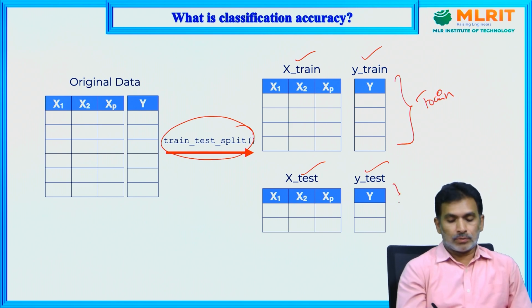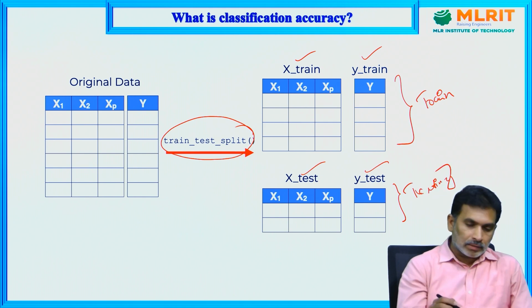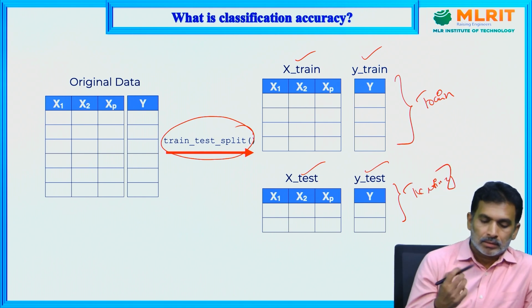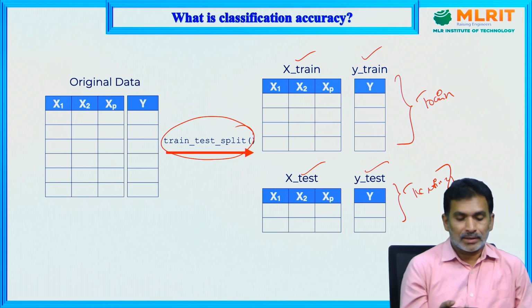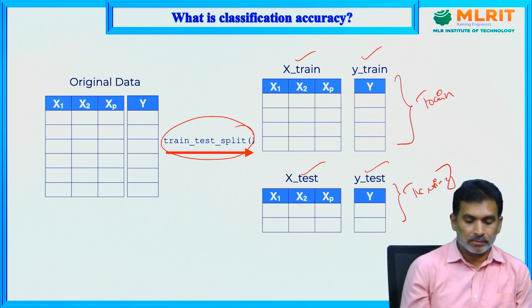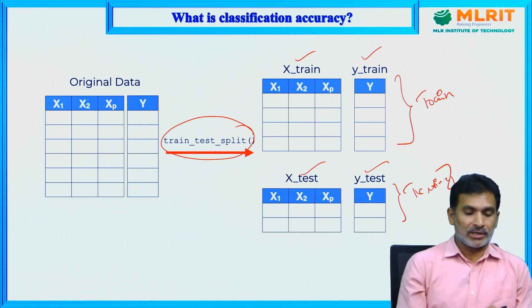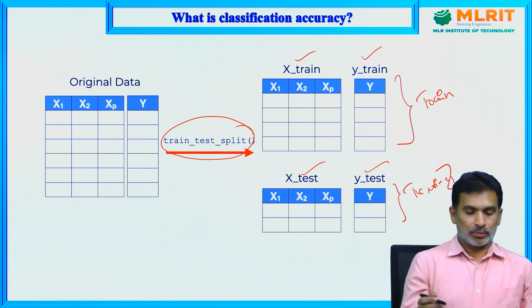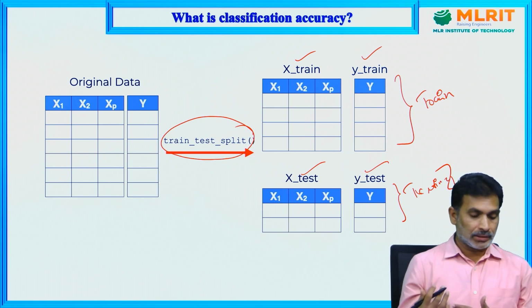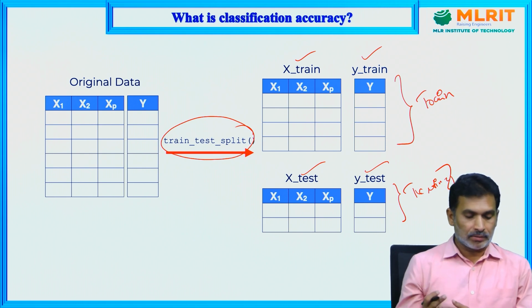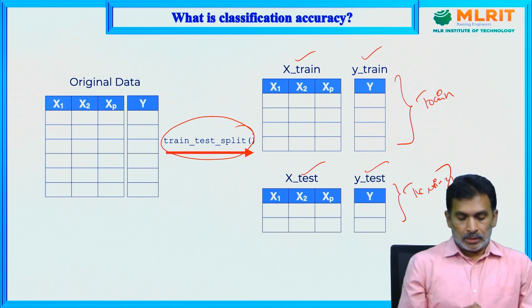And this is used for testing. That means we'll train the model so that we'll supply this in case of supervised learning. We have to supply this target value so that it will understand the correlation between x1, x2, and so on, xp and y. Then the model, a decision tree or a math function, or it could be anything. So once it is done, then we have to test.